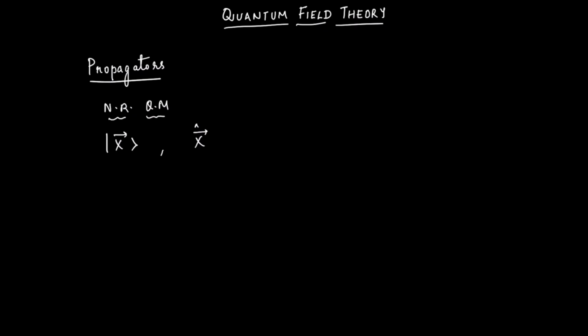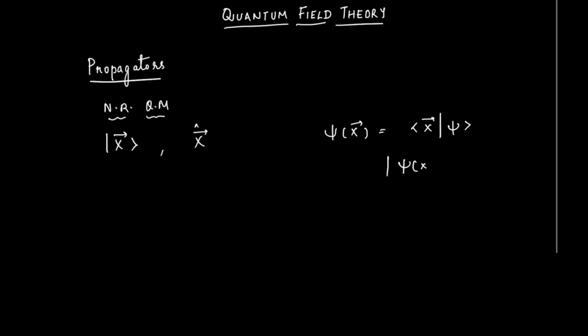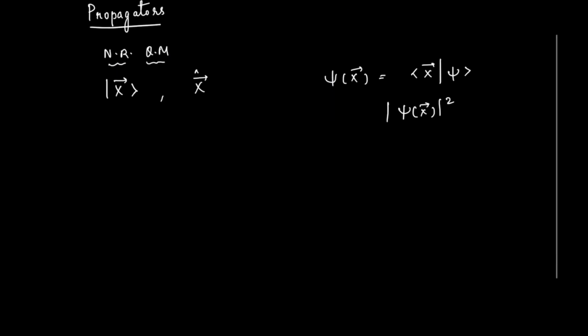So this is used to define the wave function. The wave function is defined in non-relativistic quantum mechanics as psi of x equal to the overlap <x|psi>, and the amplitude mod psi of x squared gives the probability of finding the particle at the location x.